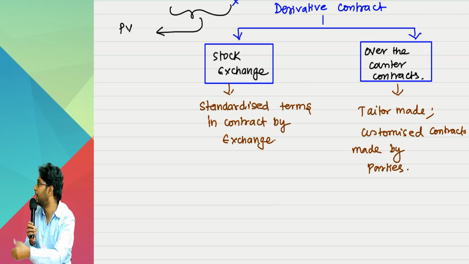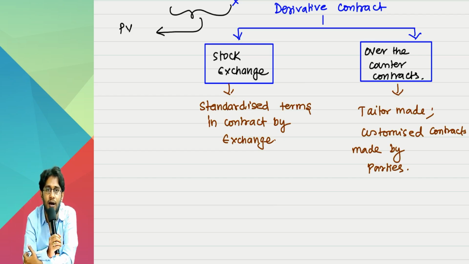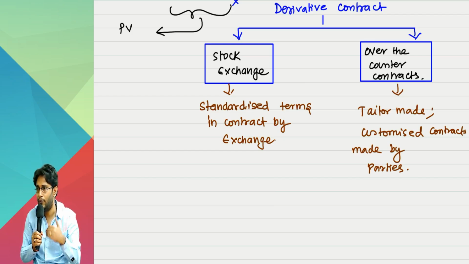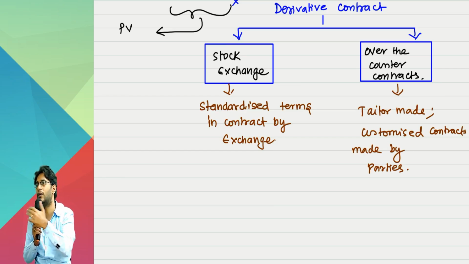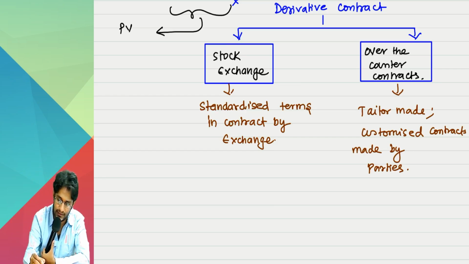On the other side, over the counter contracts are direct. I know the other fellow, and me and that fellow will sit across the table, decide all the terms and conditions and then enter into a contract. These are over the counter contracts. Now what are the examples we have here?